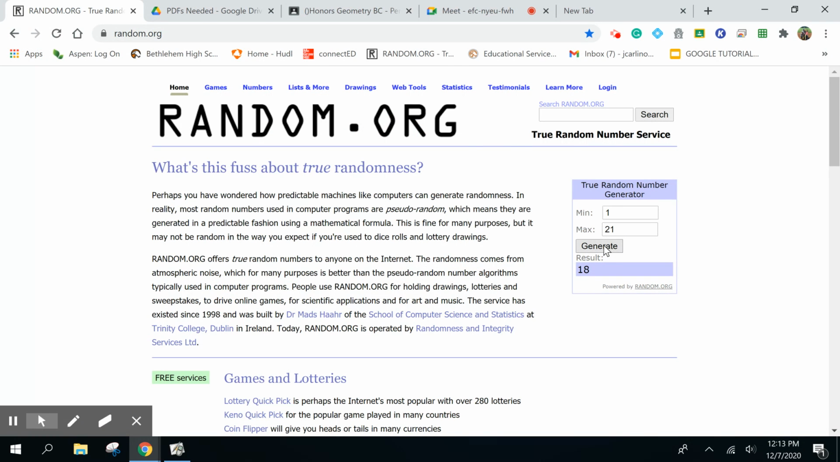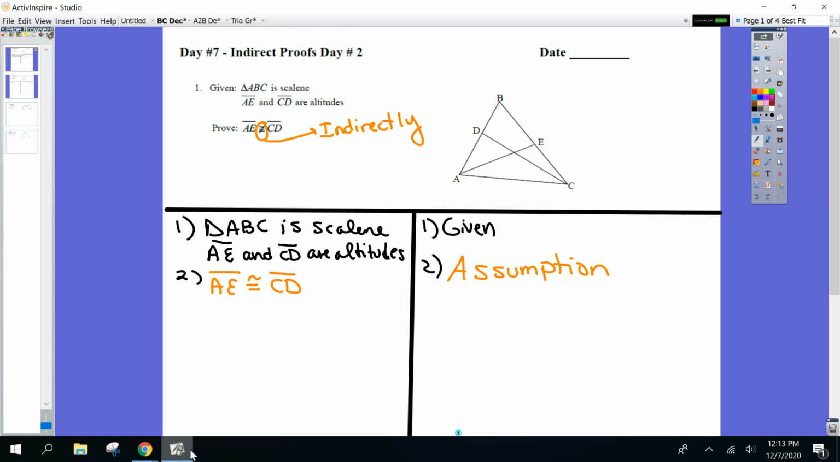Sean, what do you think? Which one could Sean contradict? AE and CD are altitudes. All right, how are you going to contradict that? By proving that the angles CDA and AEC are not right angles. All right, so you're going to prove it's not a right angle, so now you're getting into more indirect stuff, right, Sean?